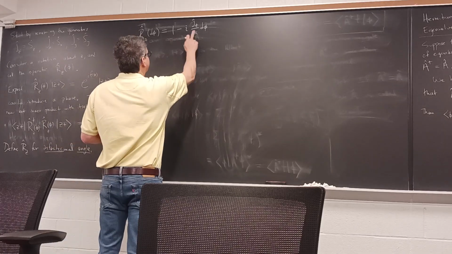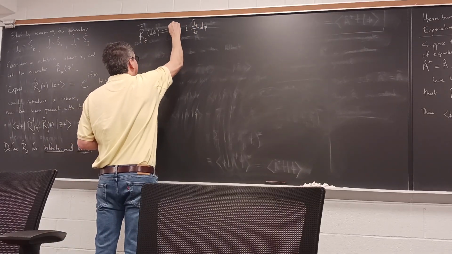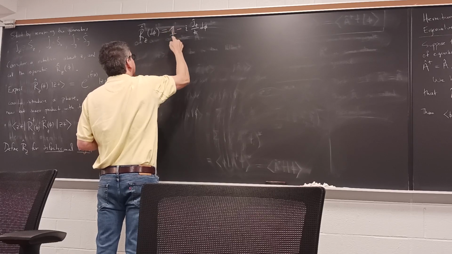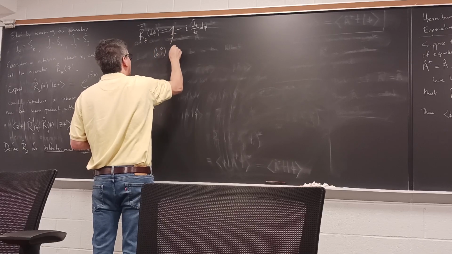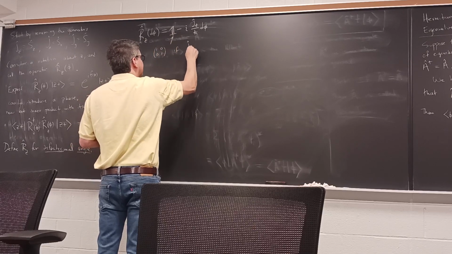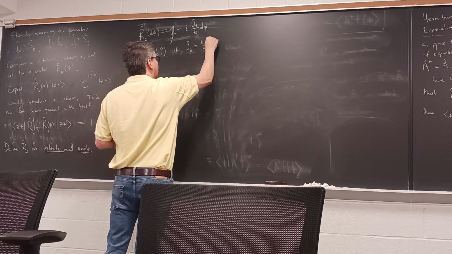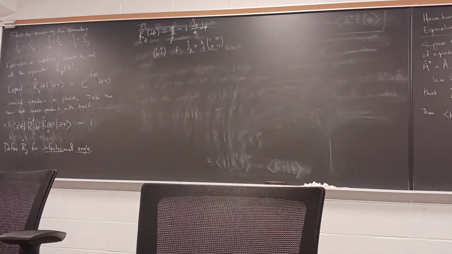Now JZ is a matrix, so this 1 is actually the unit matrix. This is a 2 by 2, this is 1, 0, 0, 1. If j hat z is equal to h bar over 2, 1, 0, 0, minus 1. Okay, it has to be a matrix.